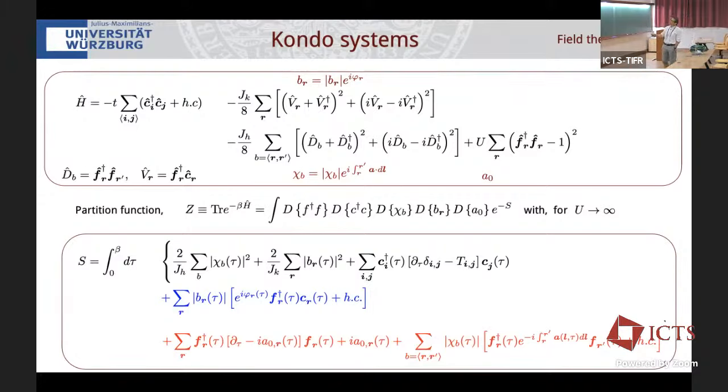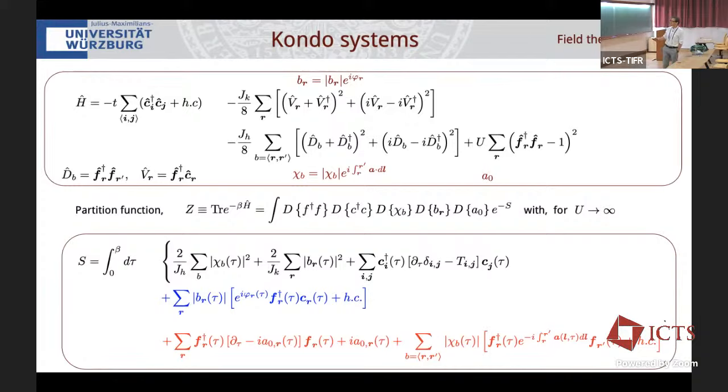So if you care to do all this, you take the Nagaosa-Orland book and you do all your stuff, then you will come to an action S, which is dependent on Grassmann variables and the fields you've plugged in here. And you will see that this is essentially a U1 gauge theory, right? I'll come back to this later.